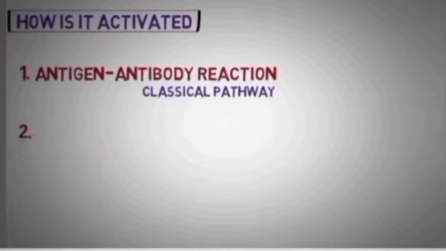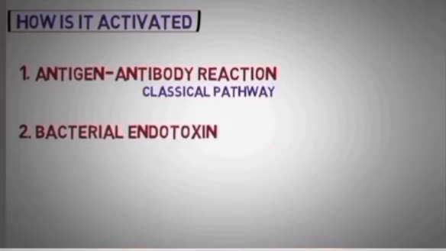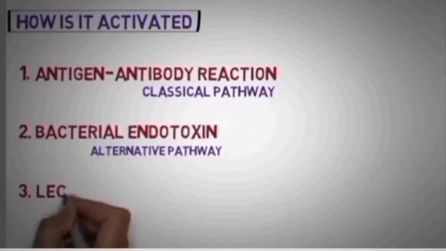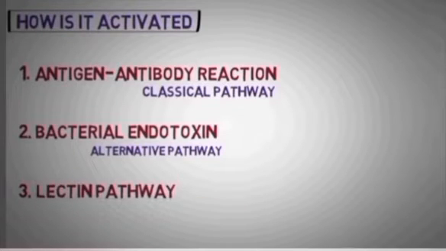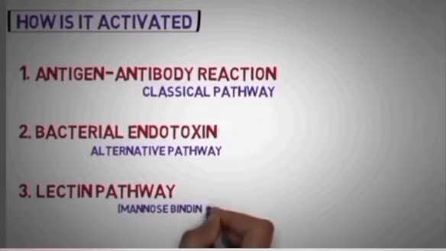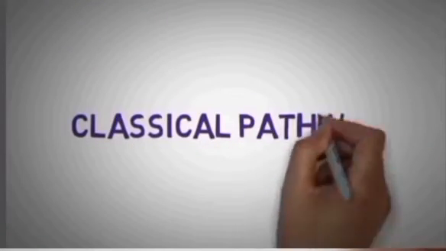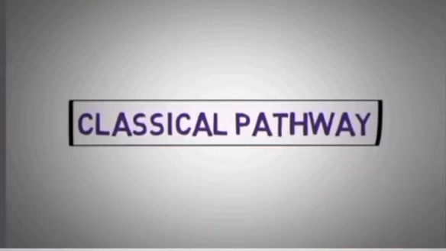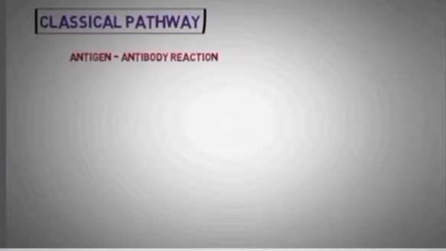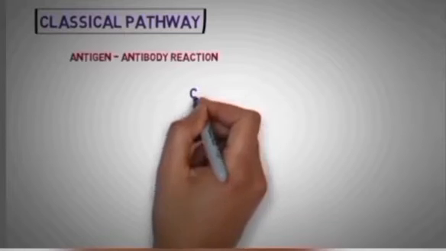Firstly, the antigen-antibody reaction, also known as the classical pathway; second, bacterial endotoxin, known as the alternative pathway; and third, the lectin pathway, known as the mannose lectin pathway. The classical pathway is triggered by the antigen-antibody reaction.